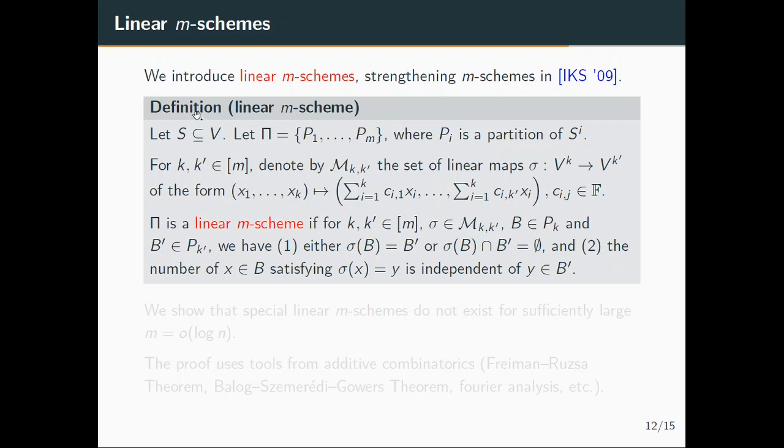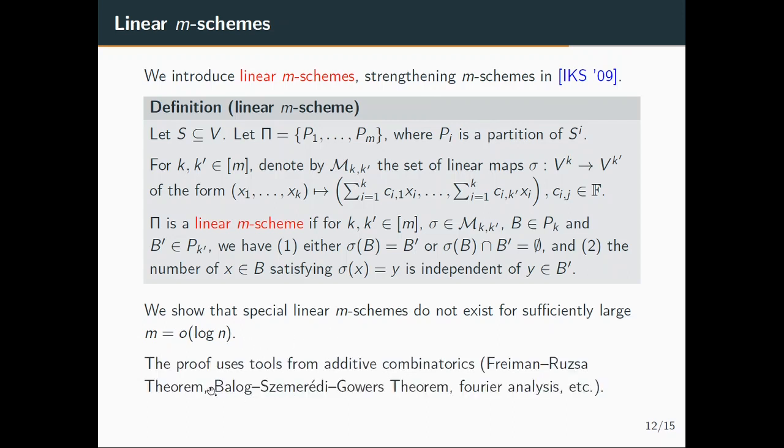But basically, there's a finite subset S of a vector space V, and there's a collection Pi of partitions P1 through Pm, where each Pi is a partition of the i-fold Cartesian product S to the i. We say Pi is a linear m-scheme if it satisfies some conditions, and we also have a definition of special linear m-schemes, which I'm not giving here. The bottom line is that we could show that special linear m-schemes do not exist for sufficiently large m in the little o(log n) regime, and this implies what we want. Interestingly, the proof uses tools from additive combinatorics like the Freiman-Ruzsa theorem, the Balog-Szemerédi-Gowers theorem, and some Fourier analysis, etc.